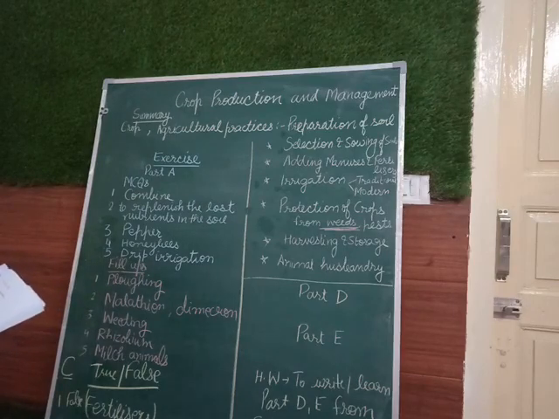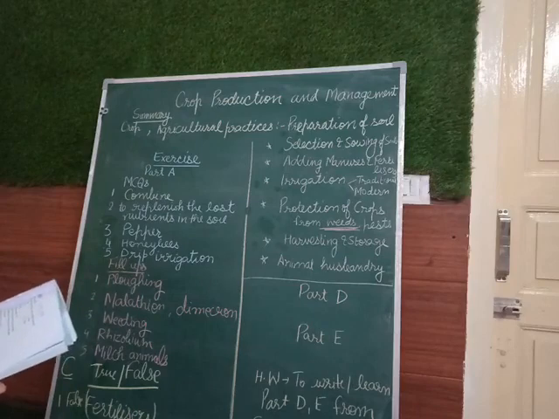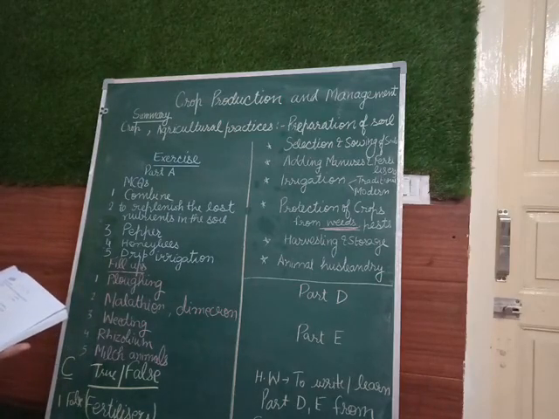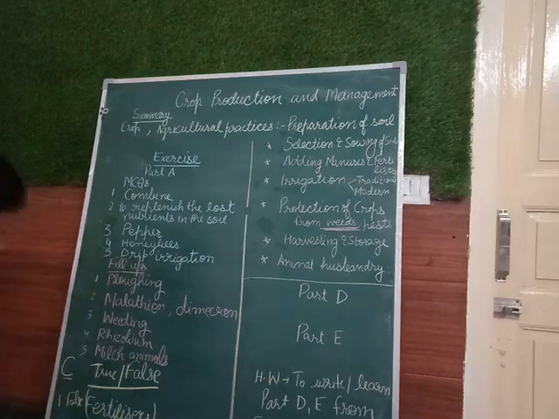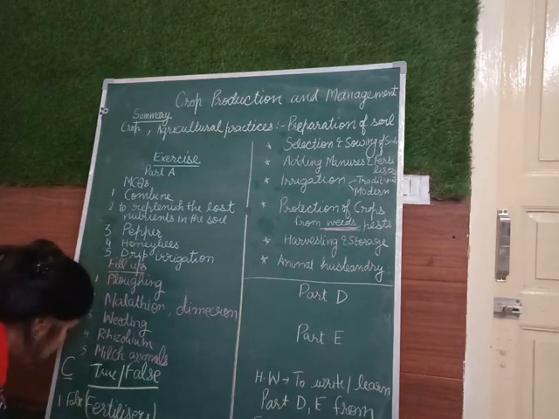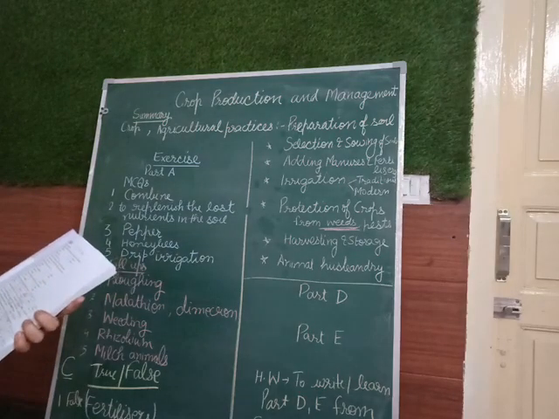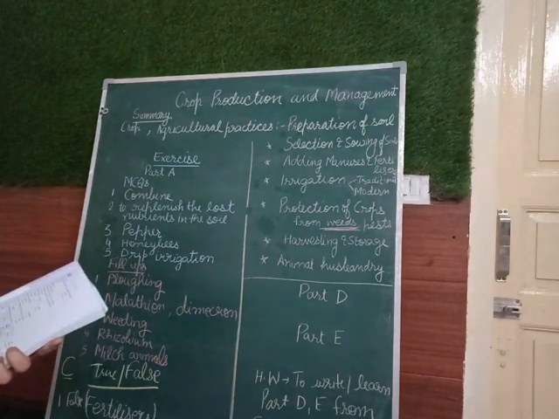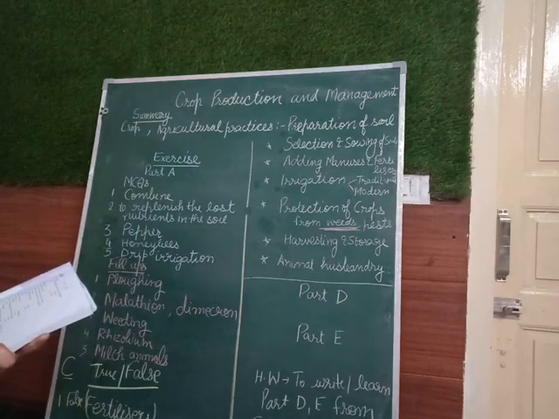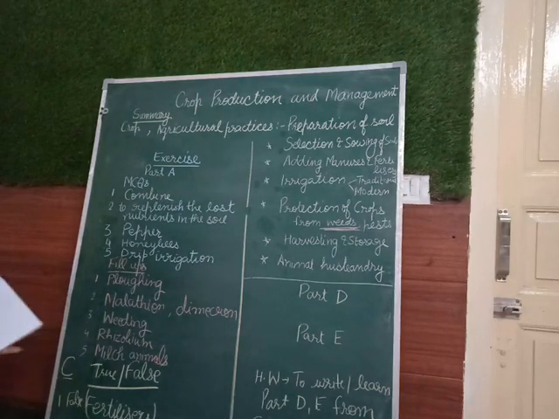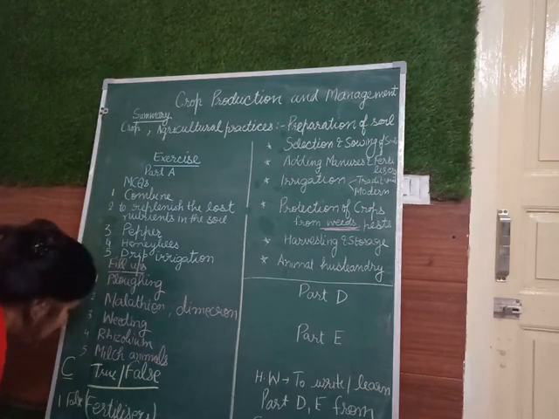Fourth, seed drill is a traditional device. Seed drill, we have just discussed. Seed drill is a modern device used for sowing seeds. So fourth is false, and you have to do the correction also. Seed drill is a modern method, you have to write down. Fifth, fish farming on a large scale is known as pisciculture. Yes, true.